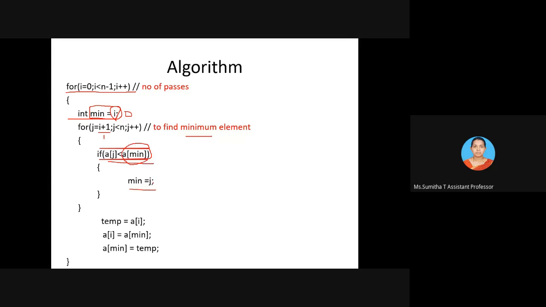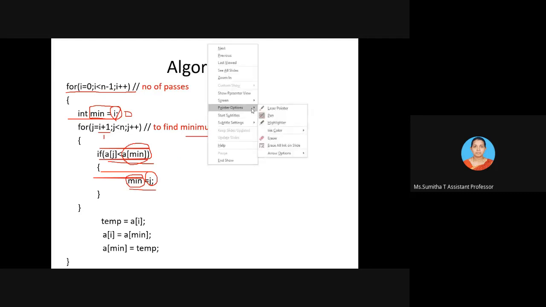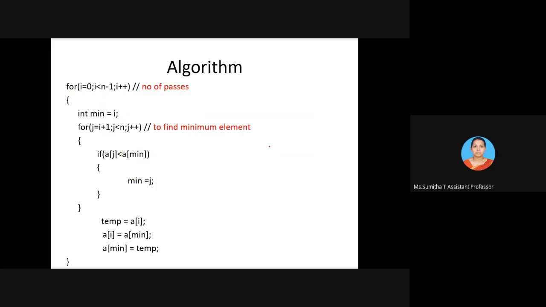min equals j is nothing but denoting the second element. If the second element is smaller, then we have to keep that particular second element's index, the index of the second element, stored in the min variable. Okay, is it clear? This is the way we are going to implement selection sort. If the second element is smaller, then we keep that index in the variable min.